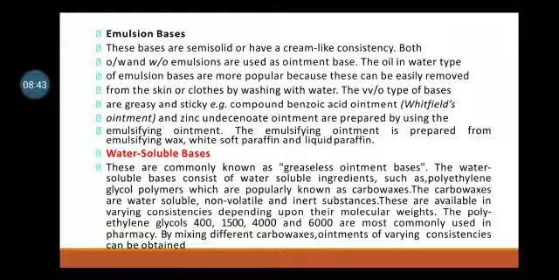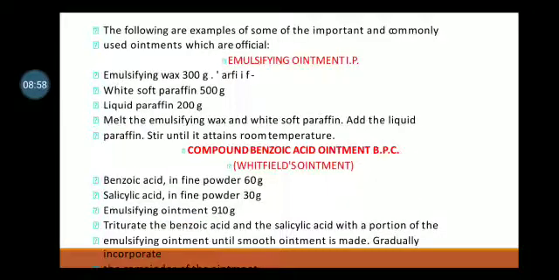The polyethylene glycols 400, 1500, 4000, and 6000 are most commonly used in pharmacy. By mixing different carbowaxes, ointments of varying consistencies can be obtained. The following are examples of some of the important and commonly used ointments which are official.